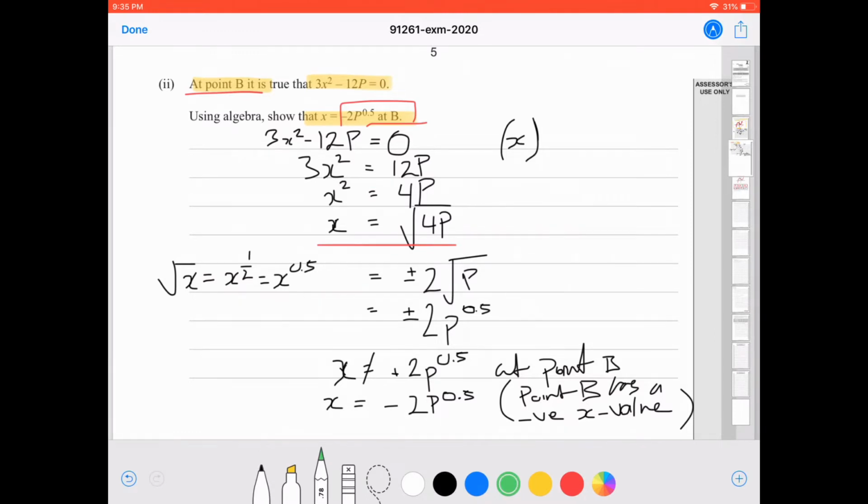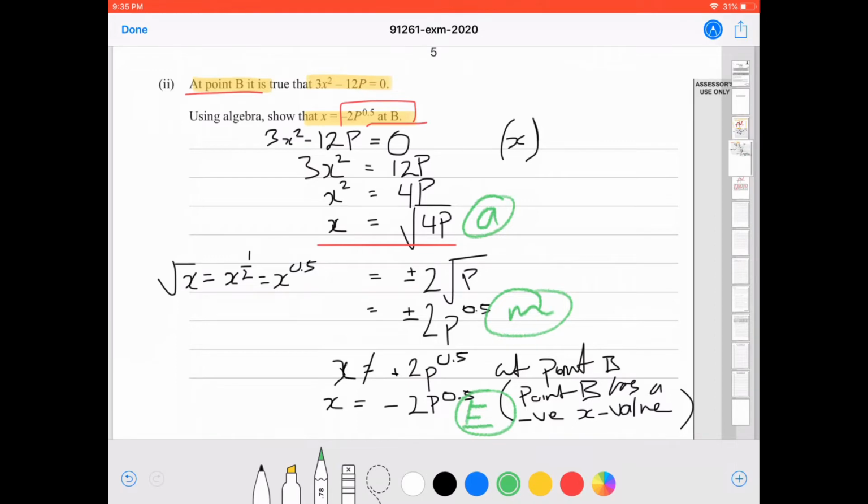Anyway, excellence for this question. Your merit comes from finding x equals plus or minus 2p to the power of 0.5. So this step here is your merit. And achieved is correctly solving the equation to the point where x equals 2p to the power of 0.5, or x equals 2 root p, or x equals plus or minus 4 root p. Sorry, root 4p. So what is our earliest achieved that we can get? I think here is your achieved.